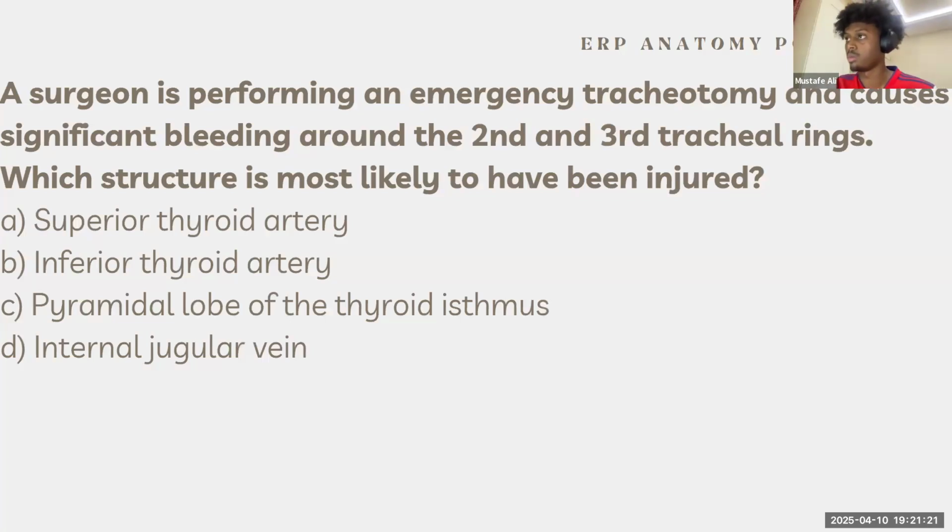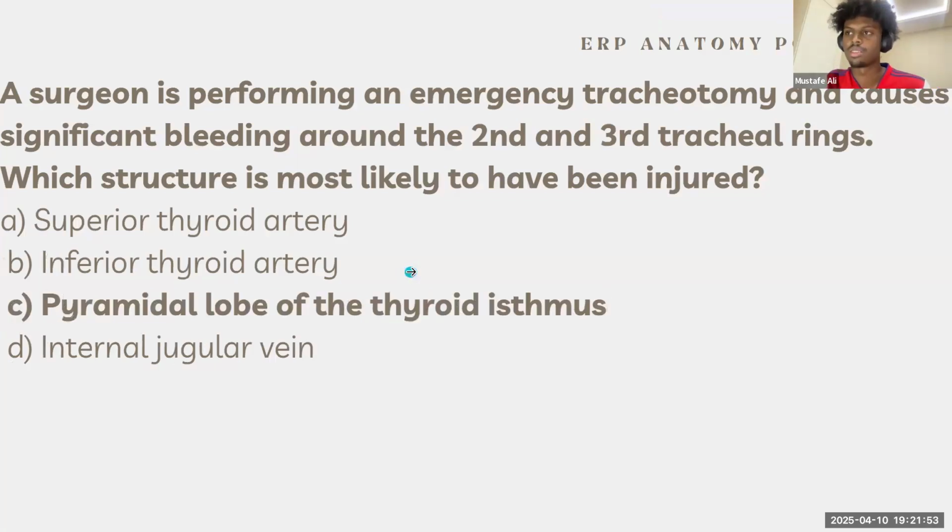A surgeon is performing an emergency tracheotomy and causes significant bleeding around the second and the third tracheal rings. Which structure is most likely to have been injured? What do you guys think? The answer is C, the pyramidal lobe of the thyroid isthmus.